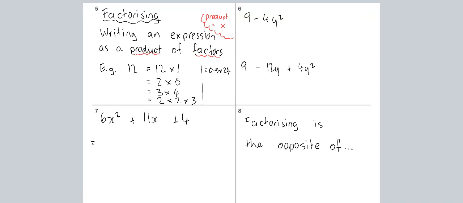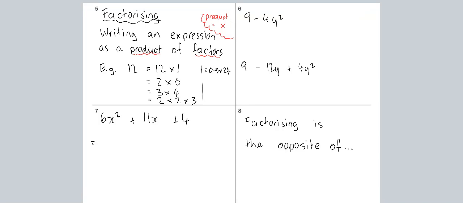Similarly, on the right-hand side, for slide 6, those 2 things there can also be written as factors. Remember, factorising simply means turning an expression, whether it's a number like 12 or something like 9 minus 4y squared, and turning it into a multiplication of things called factors.